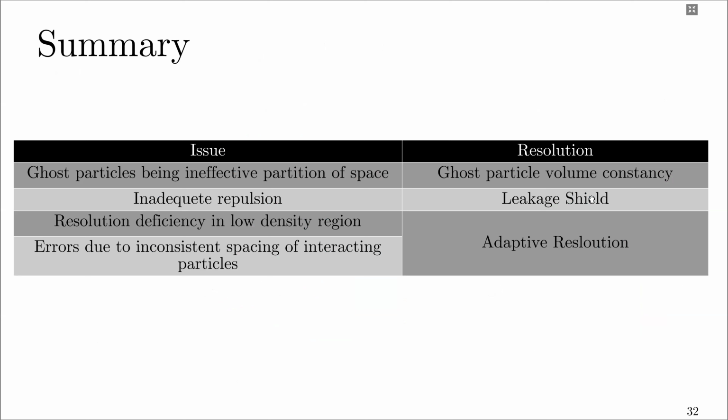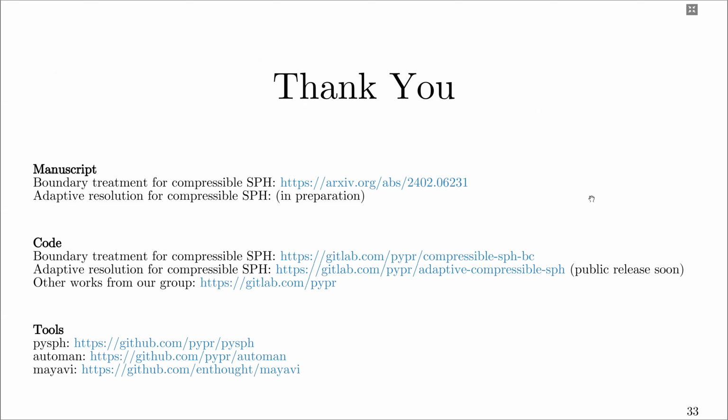So to summarize, when ghost particles are an ineffective partition of space, we ensure ghost volume constancy. For inadequate repulsion due to our equation of state, we introduce a leakage shield. And for resolution deficiency and errors due to inconsistent spacing of particles, we employ an adaptive resolution procedure. All our work is open source. Manuscript for the boundary treatment is on arXiv already. The other one will come soon. Code is also open source, and we also use open source tools. Thank you very much.